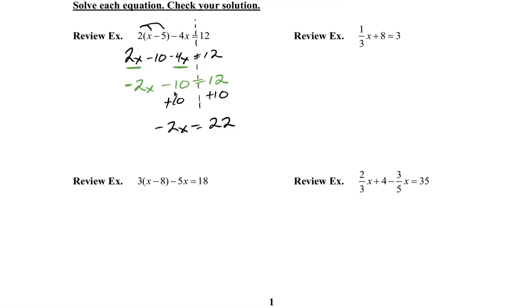And then we're going to divide both sides by negative 2. So you get x equals negative 11. And when you divide, positive divided by negative is a negative. So there we go. Then we could check our work. You could plug back in and see if it works.